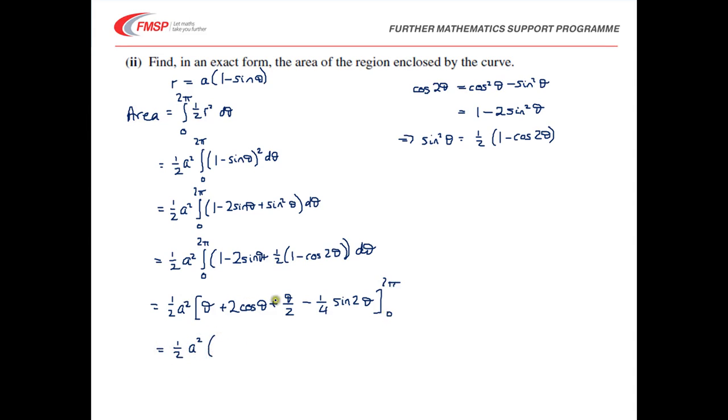So theta and theta over 2 will give me 3 pi. Cos of 2 pi is 1, so that will give me 2. Sine of 2 pi is 0. Take away theta is 0. Cos of 0 is 1, so that's plus 2. And sine of 0 is 0. So the 2's cancel out, and I'm left with 3 a squared pi all over 2.